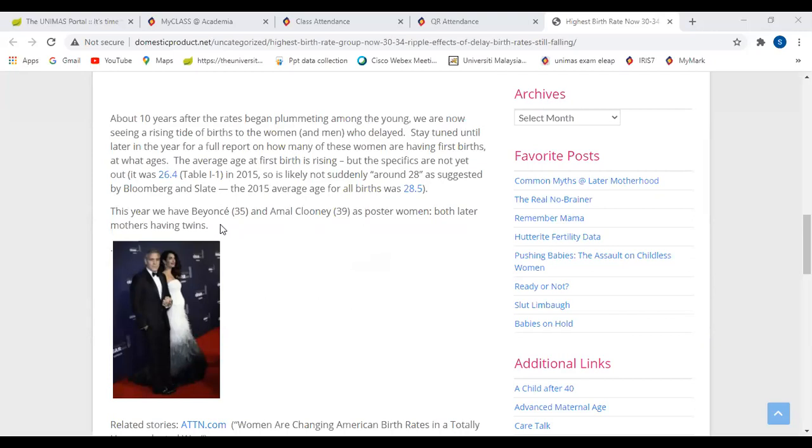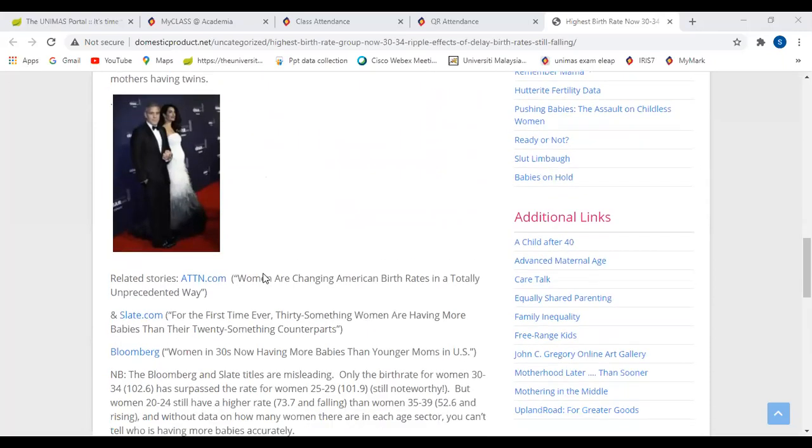So Beyonce is just one of the singers, sorry. Amal Clooney is the one, George Clooney. This is George Clooney and this is his wife. Amal is originally from the Middle East, by the way, I forgot which country, but now living in, I think, the US, if not England. Both are later mothers and fathers having twins.